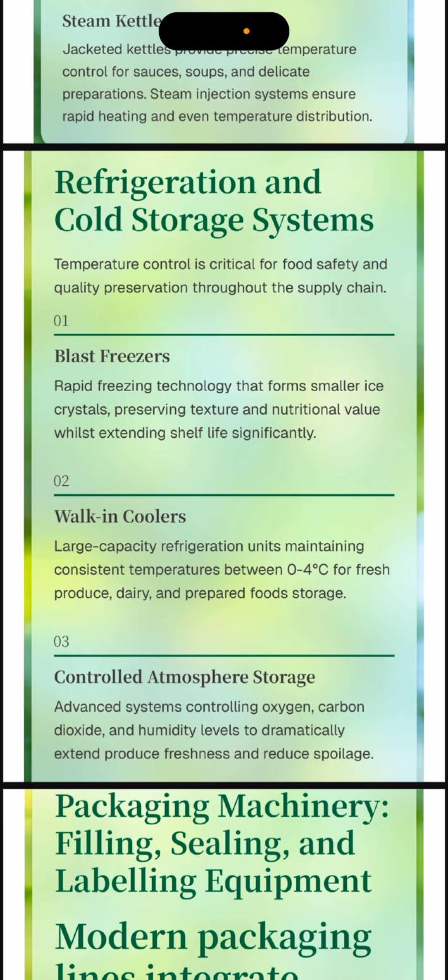Controlled atmospheric storage. This technology effectively puts produce to sleep by reducing oxygen and carefully managing carbon dioxide and humidity. The natural respiration and ripening process of fruits and vegetables are slow to occur. This allows produce like apples to be stored for months while retaining their freshness and crispness.